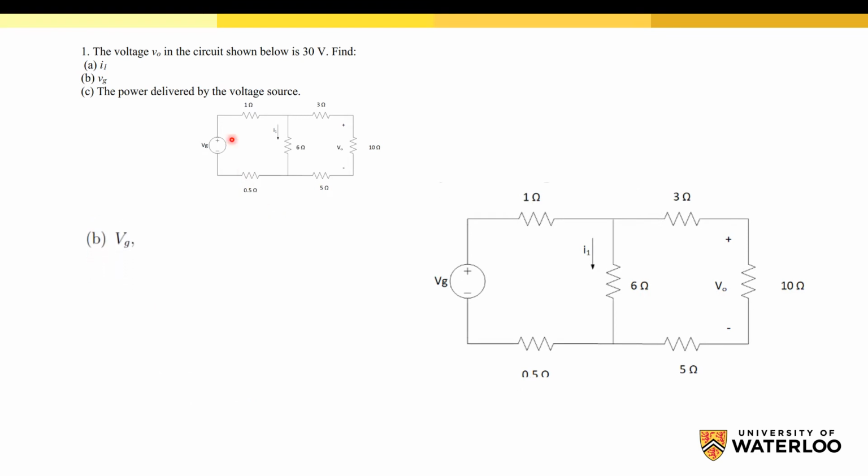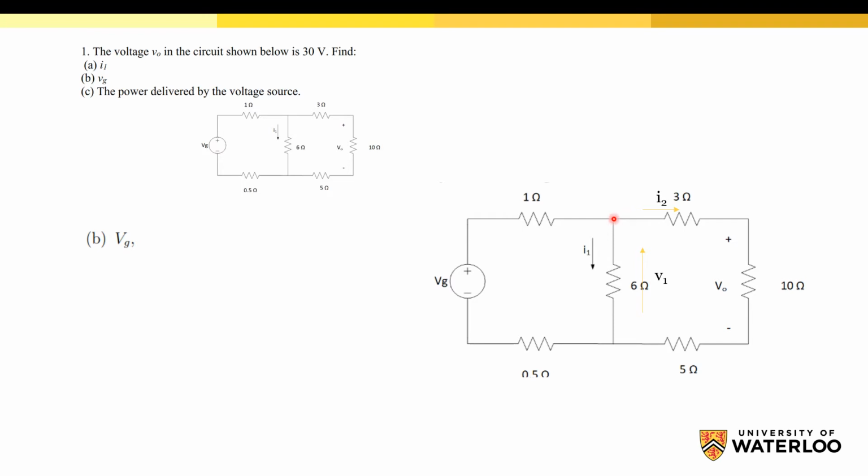Okay, so now we need to calculate the voltage VG, which is the source voltage. And in order to calculate the source voltage, we need to do a KVL in this loop. And in order to do that, we need to find the current passing through the 1 ohm resistor here and the half ohm resistor here. We know I2, which is the current passing through this loop, and the voltage V1 across the 6 ohm. We know the value of I1 from the previous part.